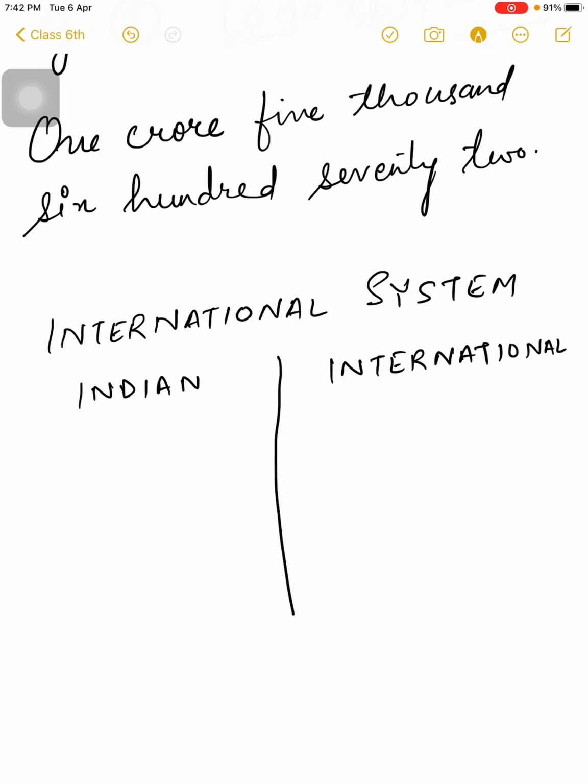In the Indian system the place values are ones, tens, 100, 1000, then 10,000, lakh, 10 lakh, crore, and so on. And in the international system, ones, tens, 100, 1000, 10,000, then 100,000, then million, 10 million, 100 million, then billion, 10 billion, then 100 billion.